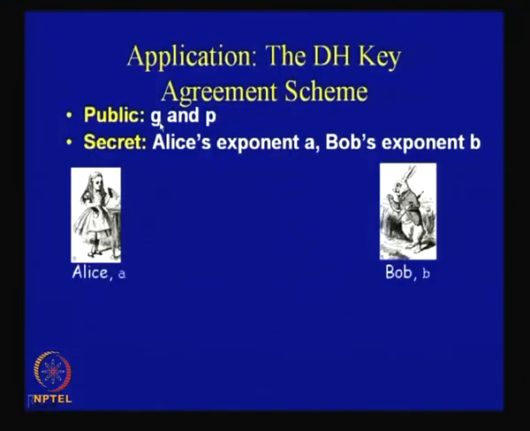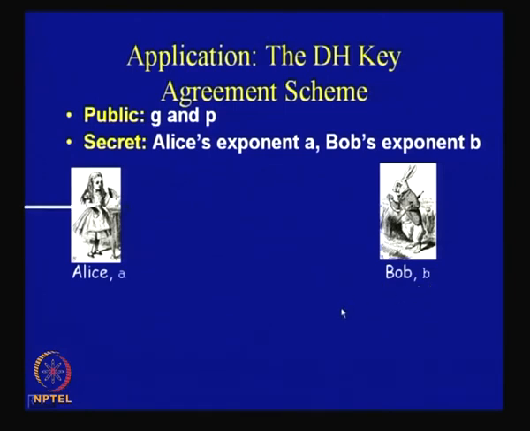So, we will see that the Diffie-Hellman problem, one of its strongest applications, is to solve the key agreement scheme, that is, to give a solution for key agreement. This is the setting: you have public values G and P, which are two public quantities, and a secret, that is, Alice has a secret component called A and Bob has a secret component called B.